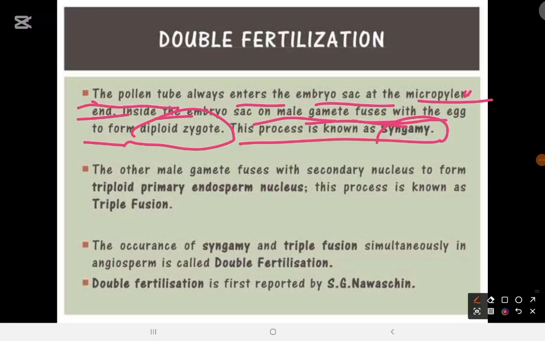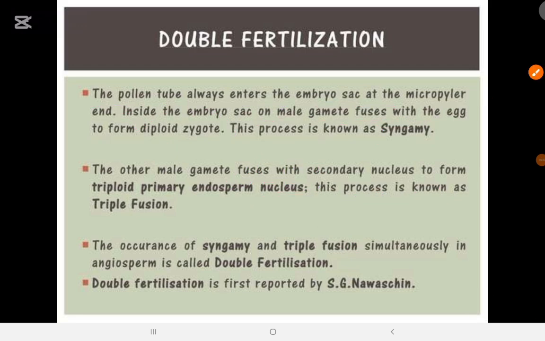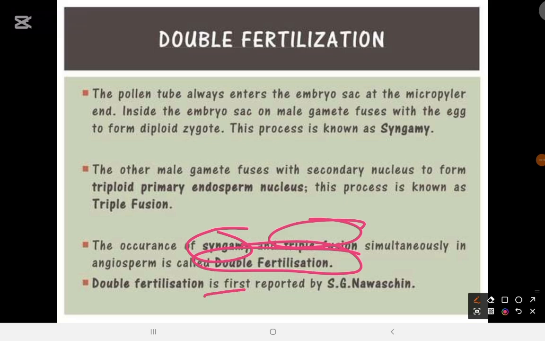Syngamy means fertilization, basically. The word syn means together, and gam means marriage, isn't it? So we know that is coming together, that is fusion. All right. Then the other male gamete fuses with the secondary nucleus to form the triploid primary endosperm nucleus, and the process is called triple fusion. The process that produces a triploid cell is called triple fusion. So the occurrence of these two, the syngamy and triple fusion, in angiosperms is called double fertilization, and it was first reported by S.G. Nawaschin.